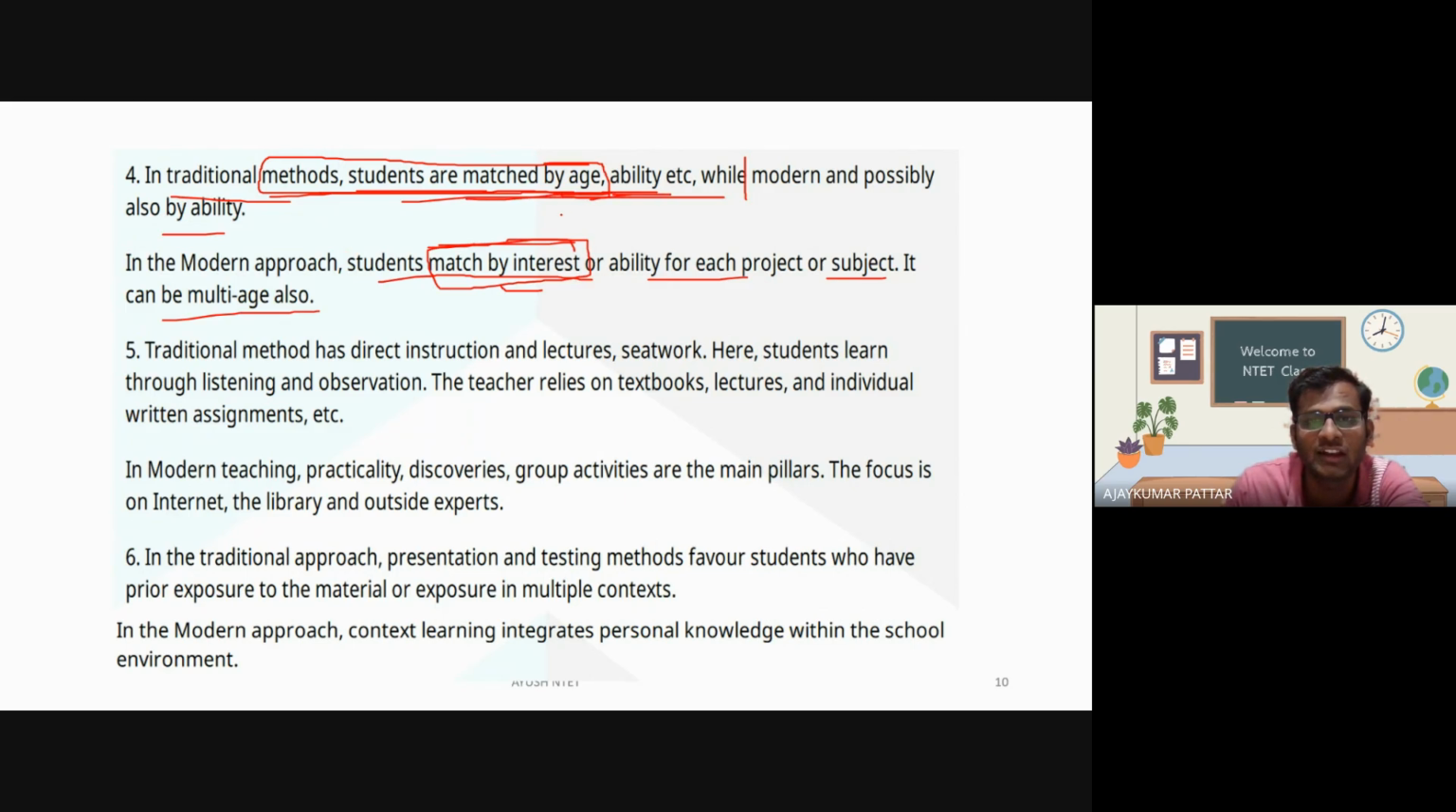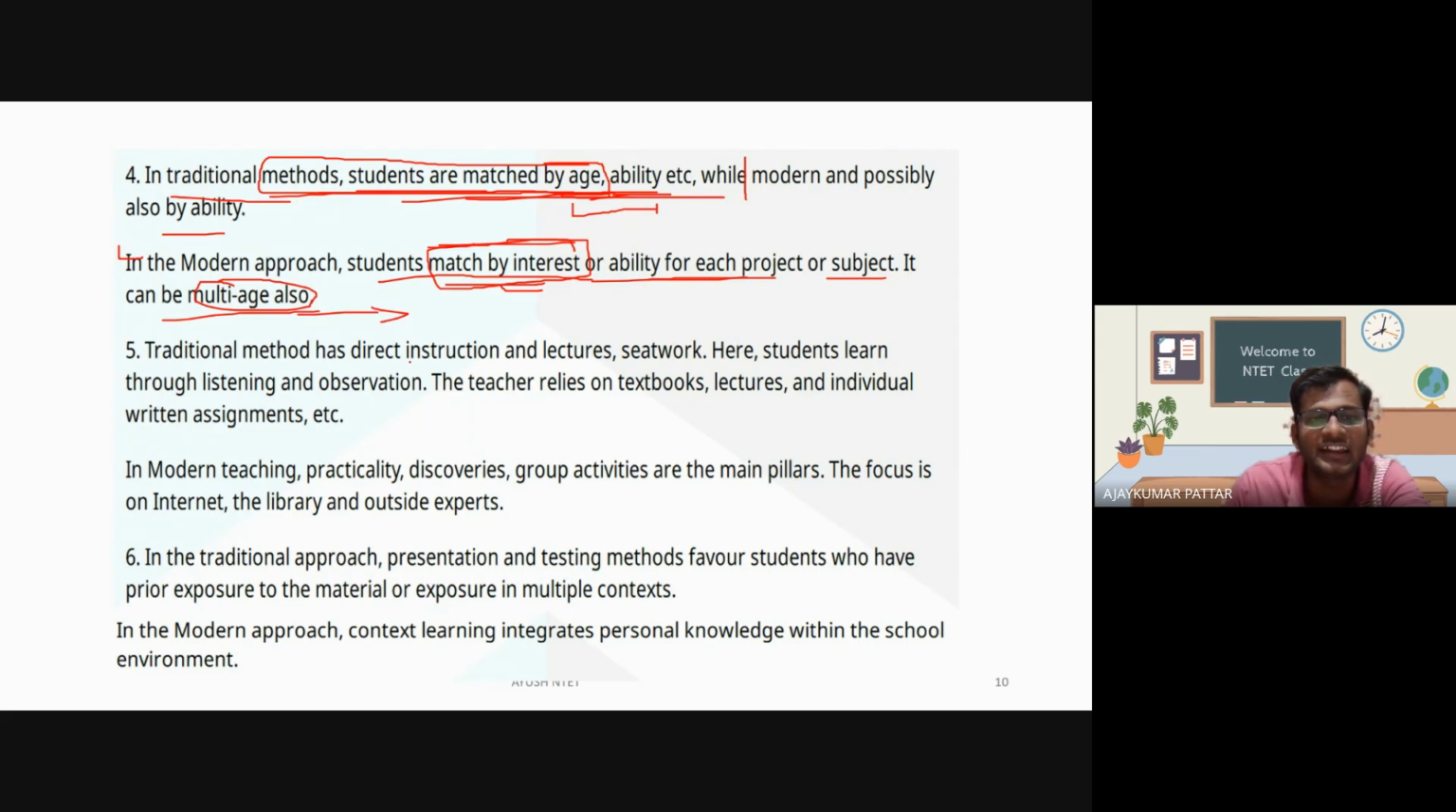This high school level child and another high school level child, we will match with their age and ability. But in the modern multi-age approach, age is not that important. We will match by interest and ability of each project. If a high school student has interest and the ability to do something about robotics or drones, then he will get the opportunity to do something in that area. That is the modern approach. We will match by ability or interest, not by age.